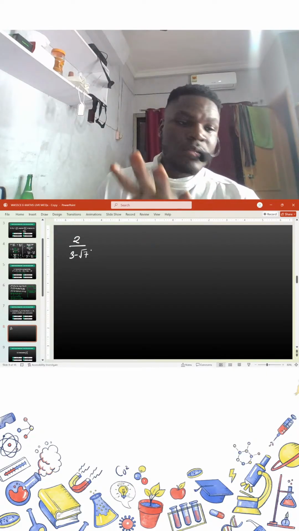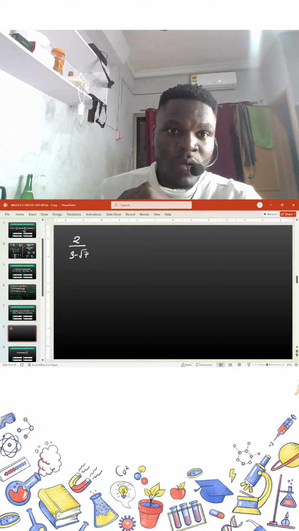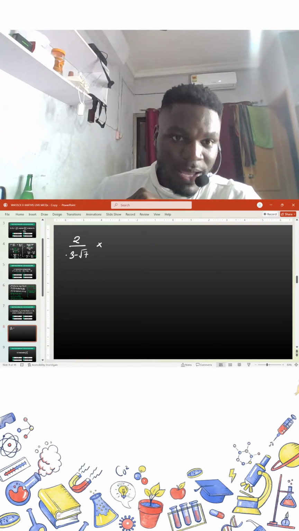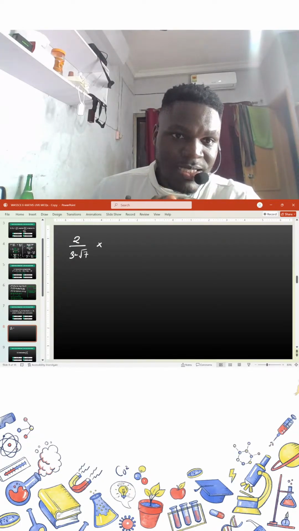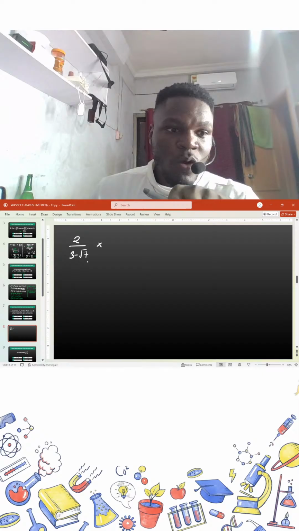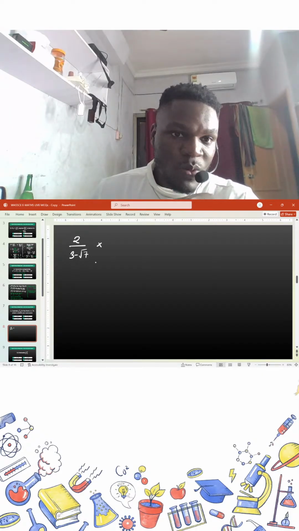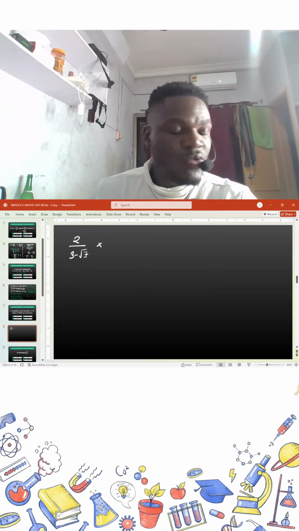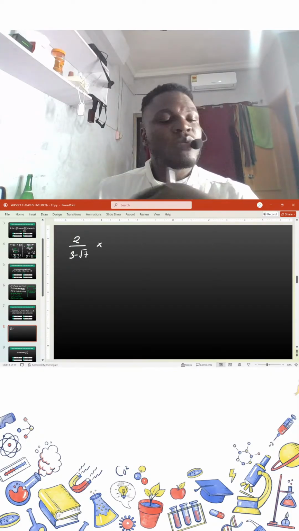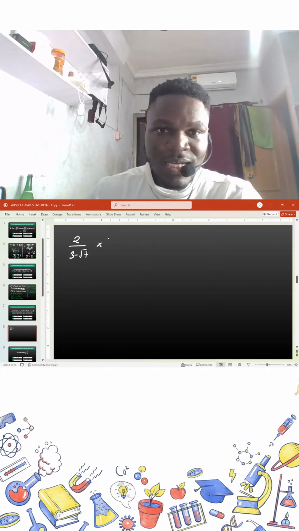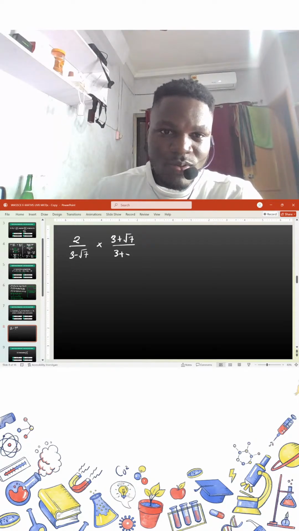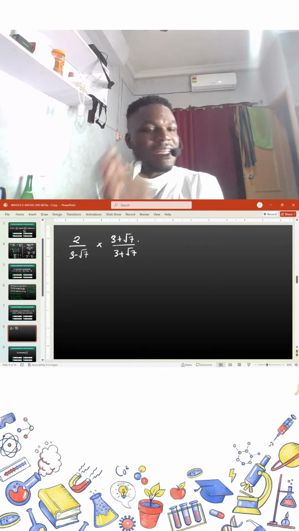To solve this problem, we multiply both sides by the denominator over here, but we change the sign. For instance, in this case, it is 3 minus root 7. So if we want to multiply both the top and the bottom with the denominator, we need to change the sign to plus. If it were a plus, we need to change it to negative. That's what we call rationalization of surds. So I'll multiply both the top and the bottom by 3 plus root 7. Okay, now that is the first step.